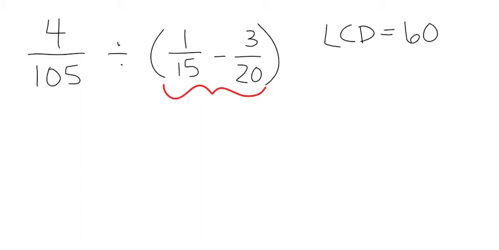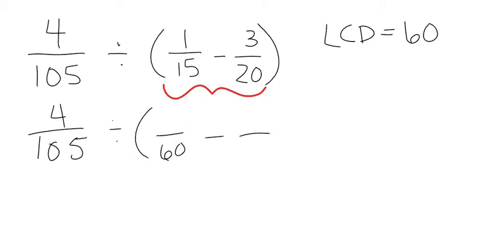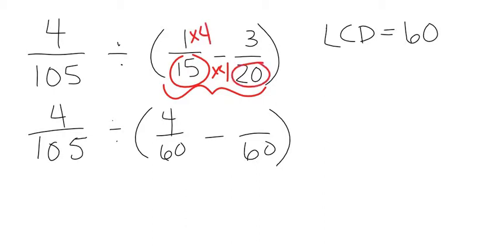So I need to rewrite each of these using 60 as the denominator. I'm just going to drop down my 4 over 105. Now each of these are going to become a 60 on the bottom. The question is, how do I change from the 15 to a 60? Well, I would have to multiply by 4, right? So I'm going to multiply the numerator by 4. How would I go from 20 to 60? I would multiply by 3, so I need to multiply the top by 3 also.